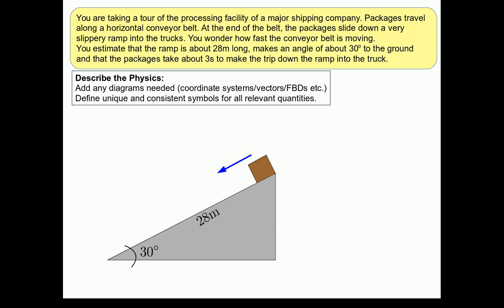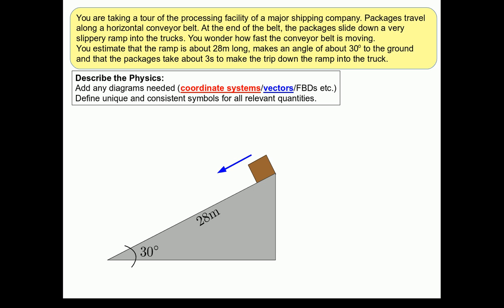Now that we've focused on the problem, described in words what's going on, and determined what we're going to calculate, let's start describing the physics by adding to our diagram. The first thing to add is our vectors in this case. Well, we've already added a vector to our diagram, the initial velocity of the box, which I've indicated by a blue arrow. Now I'm going to add a coordinate system to my diagram.